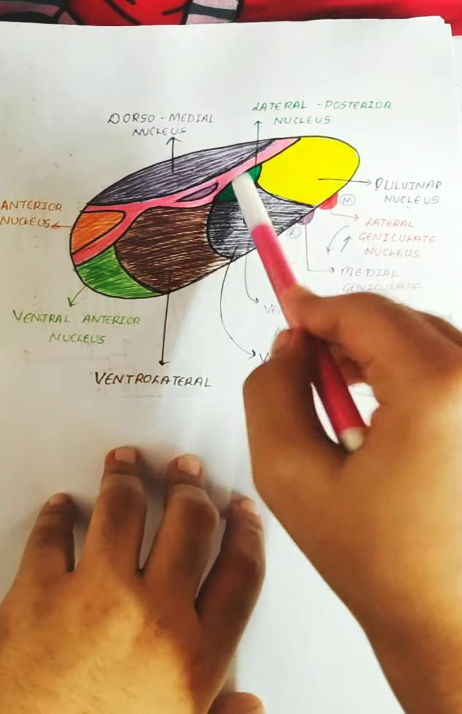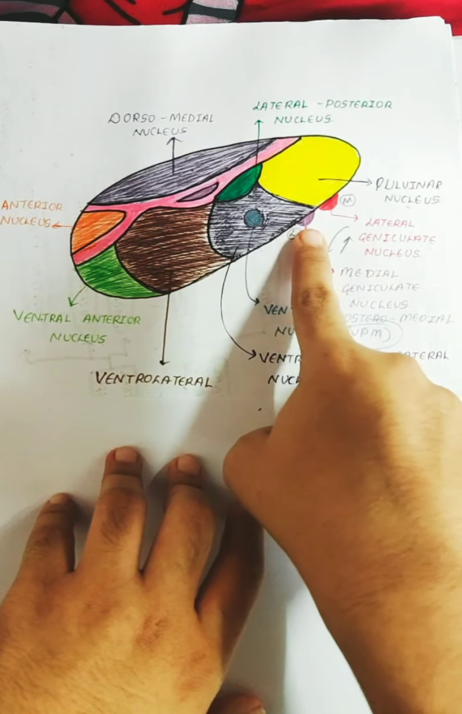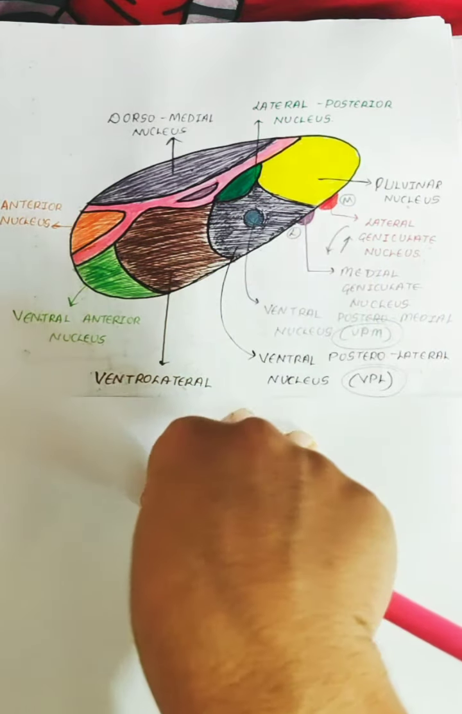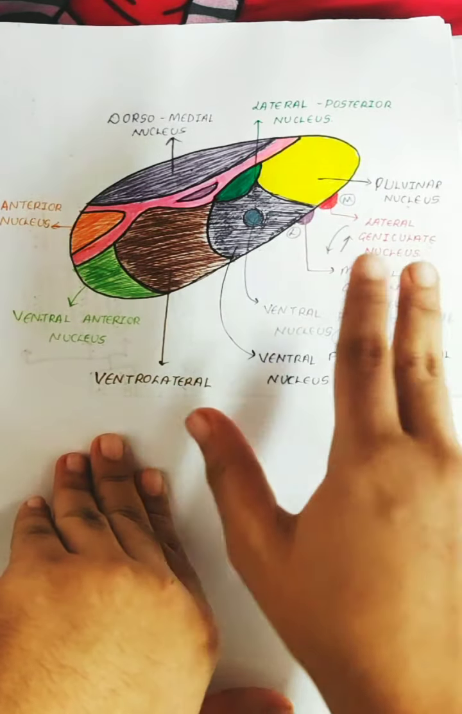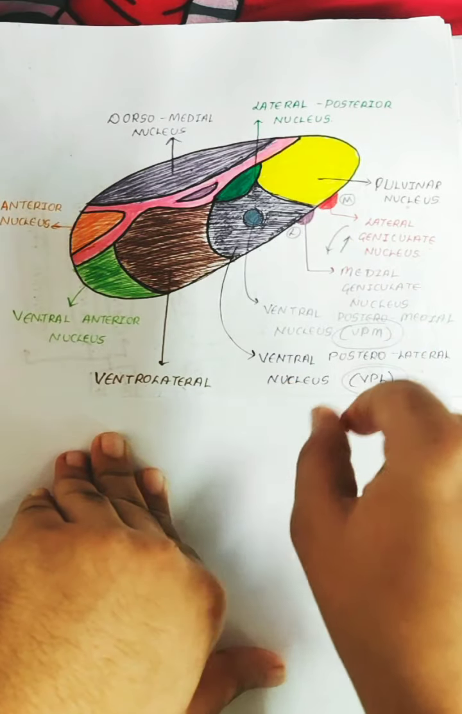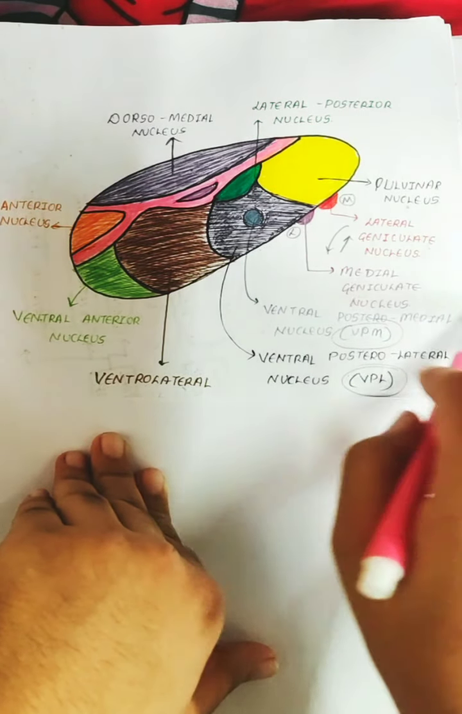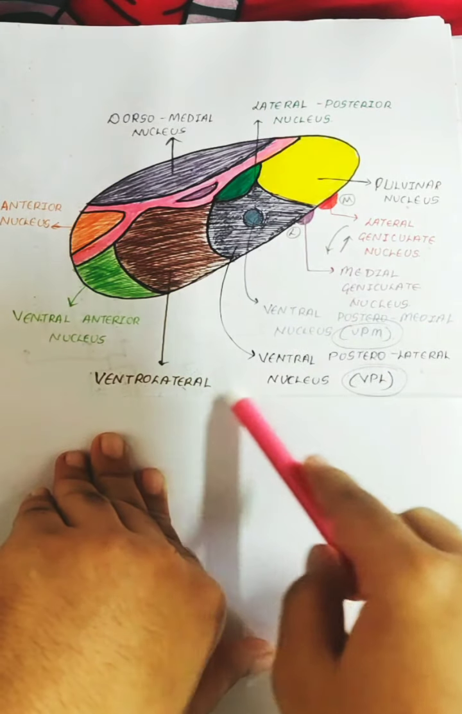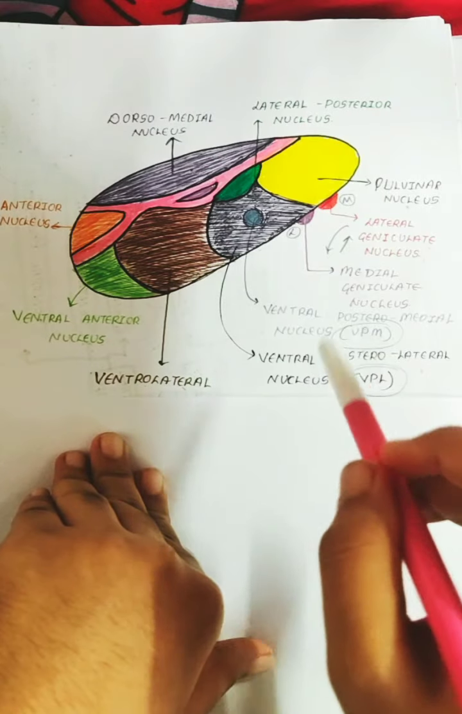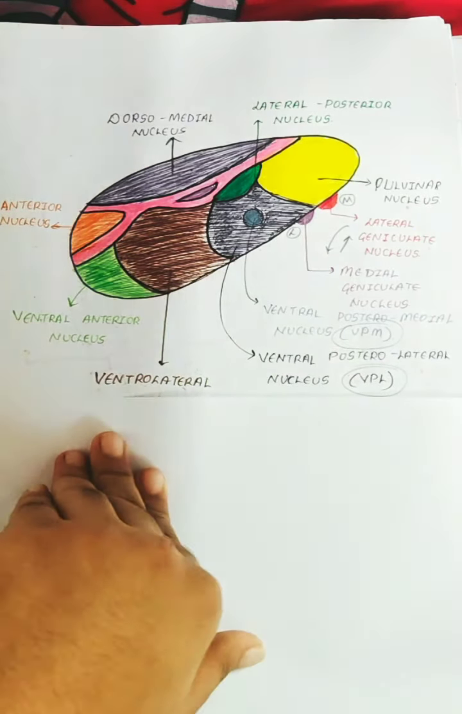You can see the yellow bigger one, the pulvinar nucleus, and there are two geniculate bodies: one is the lateral geniculate body as well as the medial geniculate body. So this was about the nuclei present in the thalamus. You have to know these nuclei so that you can understand where the pathways get connected. You have seen the ventroposterior lateral nucleus in the ascending pathway. It usually relays in the ventral posterior lateral nucleus, VPL nucleus of the thalamus.